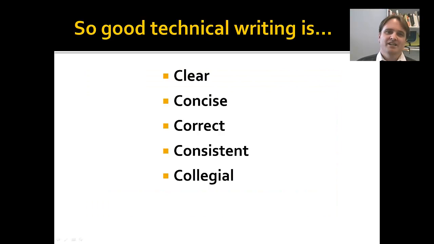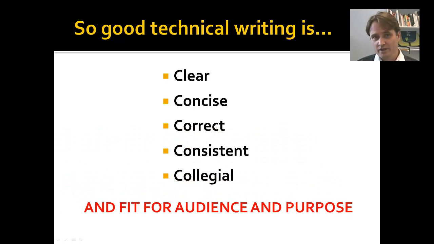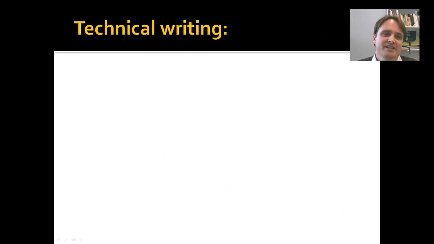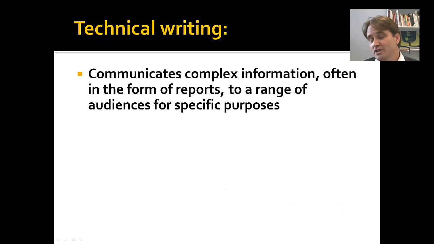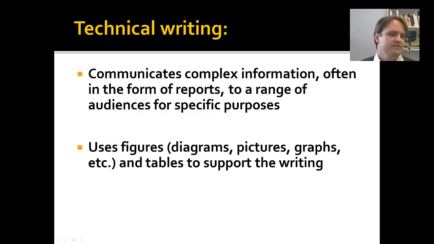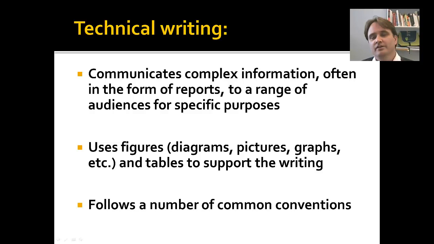So good technical writing is clear, concise, correct, consistent, and collegial, but it's also appropriate for the audience and purpose. These are the main ideas that we try to convey in this course. Technical writing communicates complex information, often in the form of reports, to a range of audiences for very specific purposes. It will use figures, such as diagrams, pictures, graphs, and so on, and tables to support the writing. And it follows a number of conventions.